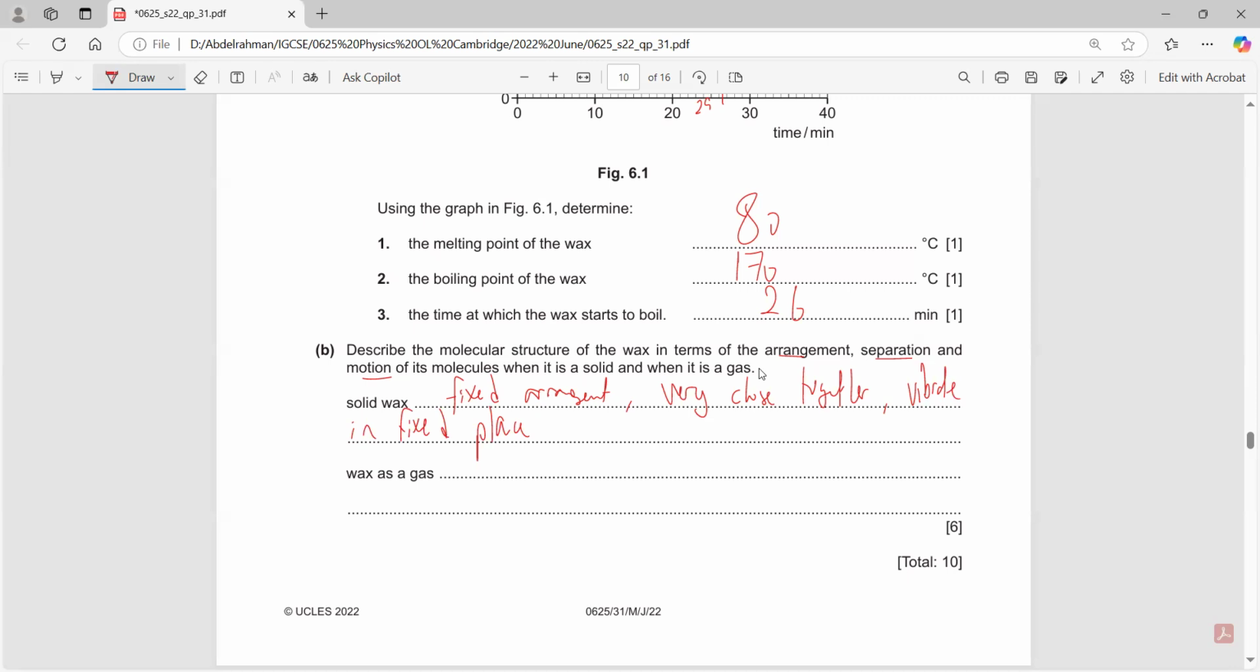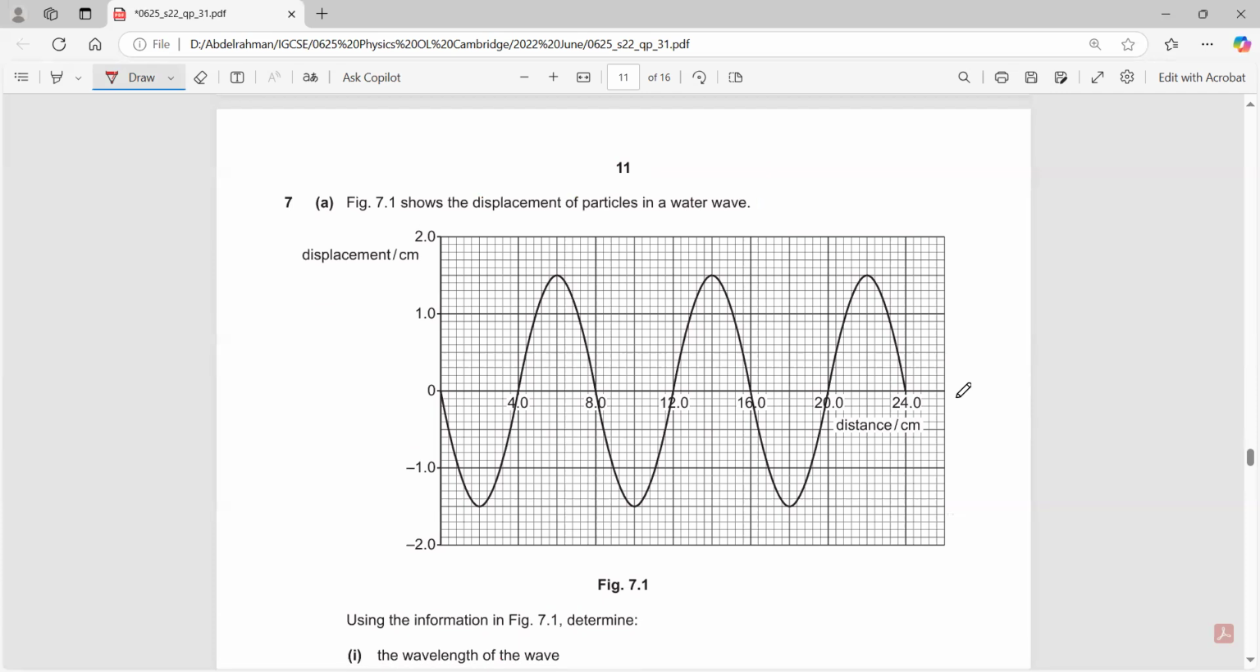Does it have a fixed arrangement? No, irregular arrangement. Distances very far apart. What about the motion? Fast and random in all directions. Okay, that's easy. Yes, wax can be a gas, definitely, when it boils.